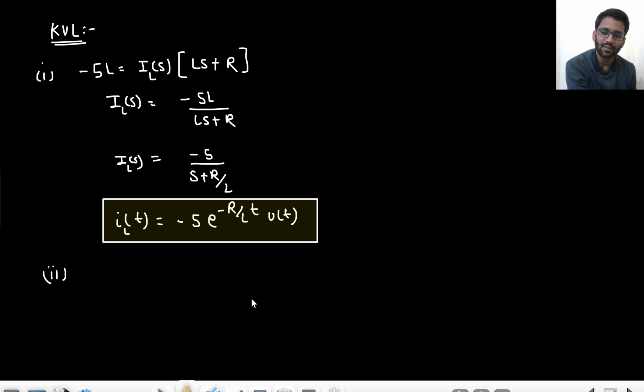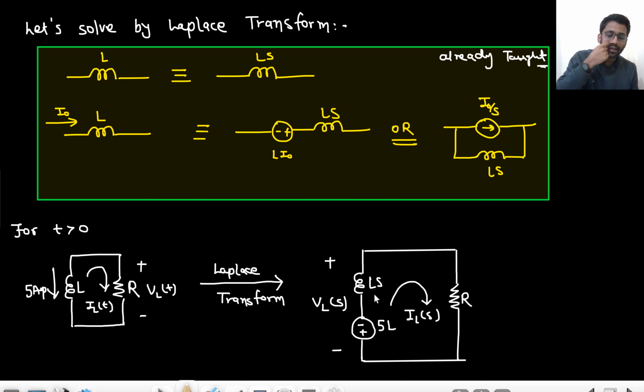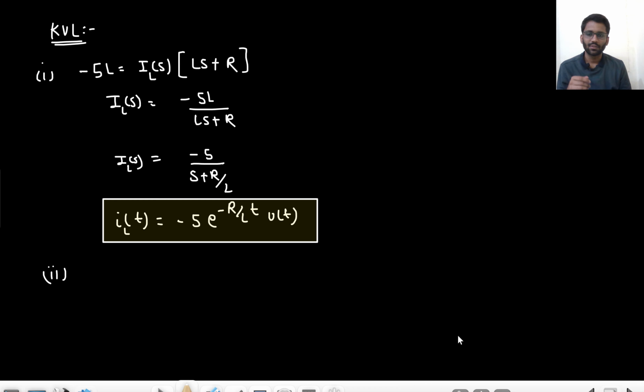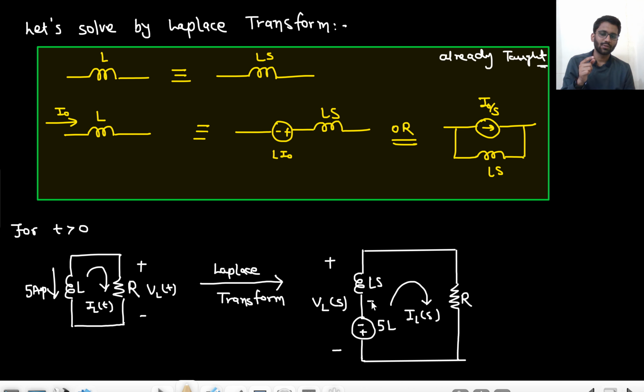Now this is the first one. What about V_L(s)? Tell me. V_L(s) is I(s) into Ls minus 5L, right? From 0 minus, 5L and I(s) into Ls. I(s) is flowing in this direction, so it will give the drop like this. So minus minus. So V_L(s) would be minus of 5L into I(s) into Ls. Are you getting my point? I_L(s) is flowing in this direction. So I_L(s) into Ls will give the drop plus to minus, like this, and this is 5L plus to minus.